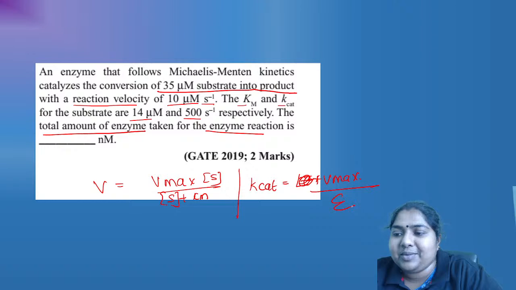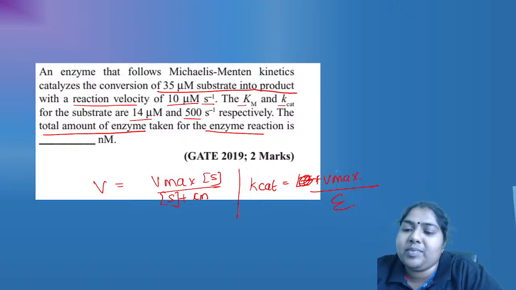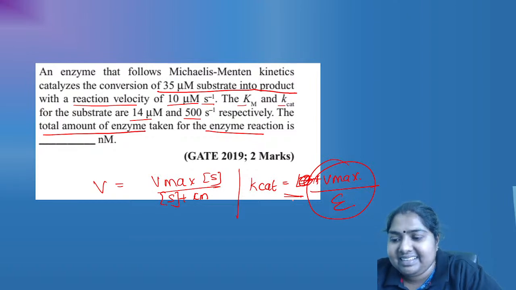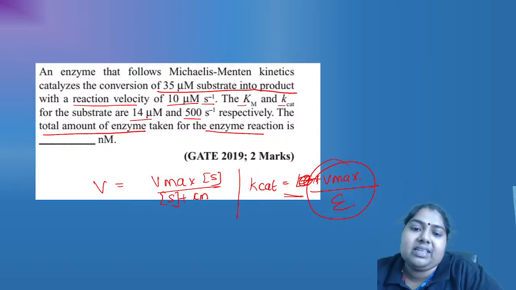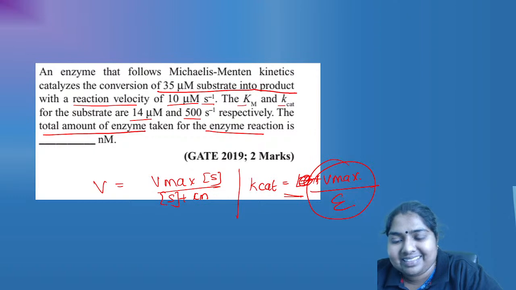Correct. Sorry. So your Kcat is equal to Vmax divided by E. So E into Kcat is equal to Vmax. If you want your Kcat alone, your Kcat is equal to Vmax by E. So now you substitute and you can find out the answer. Yes or no?